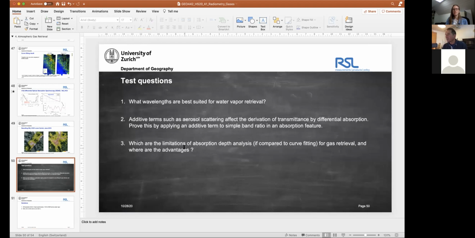Now the third. Then maybe a question back to you from before: which are the limitations of absorption depth analysis? As I mentioned, one major limitation. Where do we get into problems if thinking of the images?